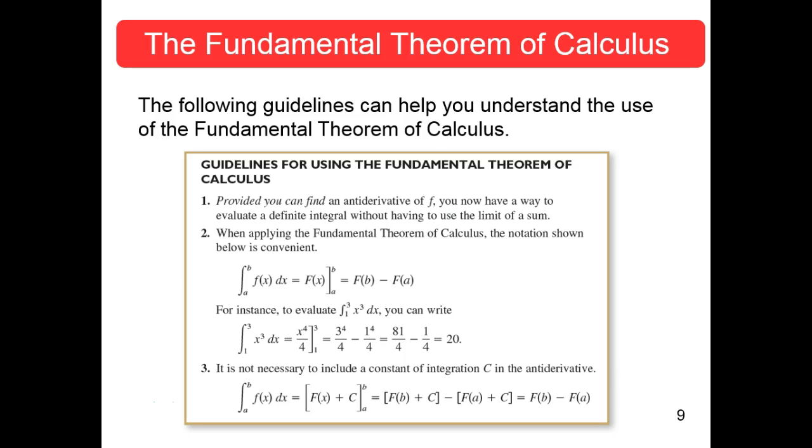It is not necessary to include a constant of integration c in the antiderivative because you've taken care of that with your limits. So in indefinite integration, yes, you always have to put the plus c. But this one you don't. And here's kind of why.